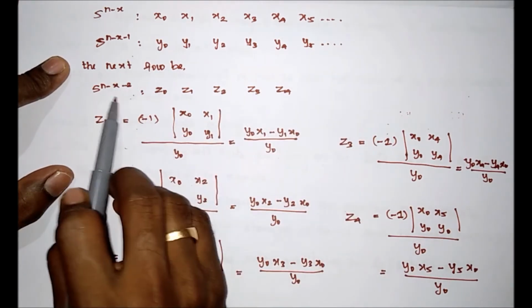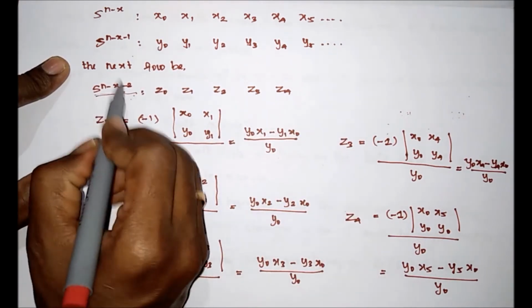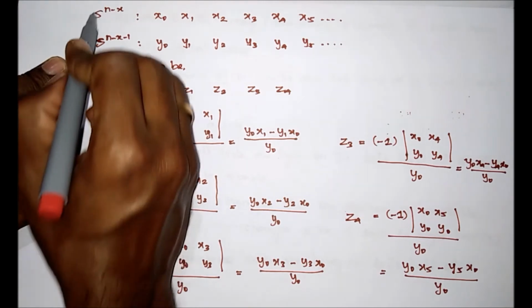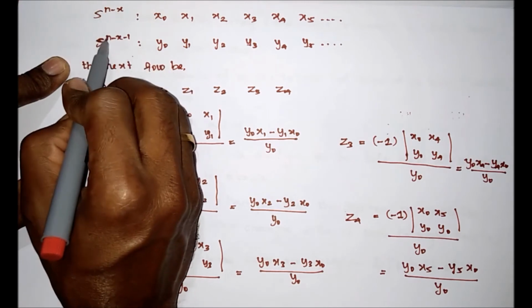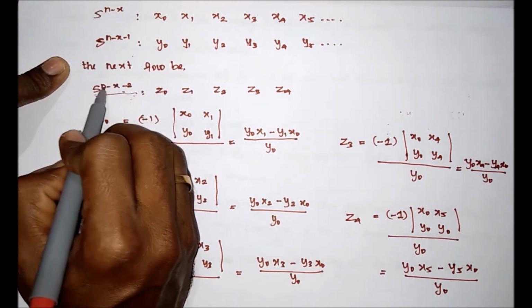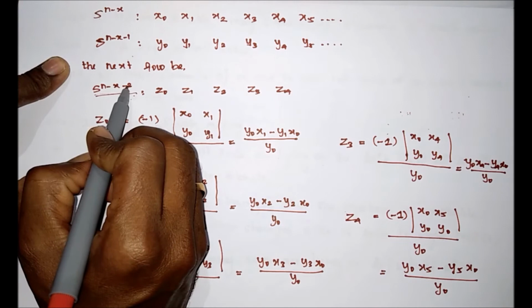After that, for the next s power, for example, suppose it is s power n, this is s power n minus x, this is s power n minus x minus 1, this is s power n minus x minus 2.